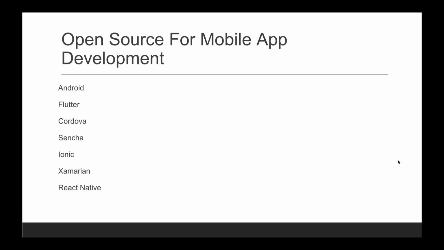Sencha is another kind of framework. Ionic, Xamarin, React Native, all these are open source products available for mobile application development. In future, if you are working on a mobile application project, think about using any of these frameworks. It will be quite easy. It will save lots of development effort, and you will get lots of help from the community, developers, so many things.